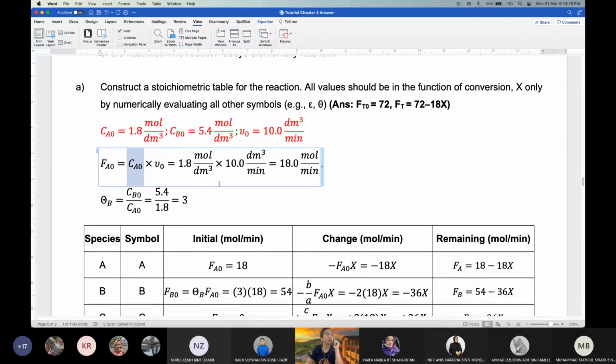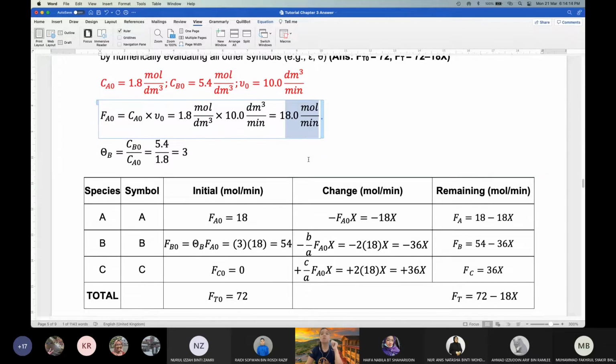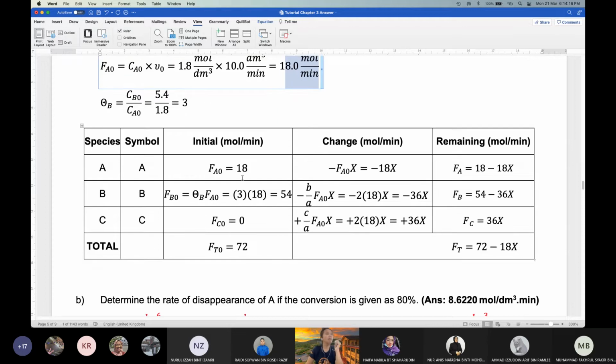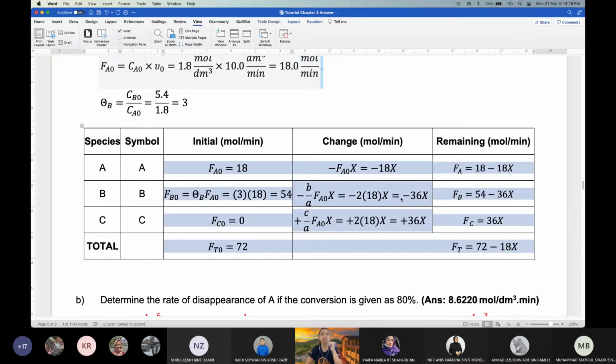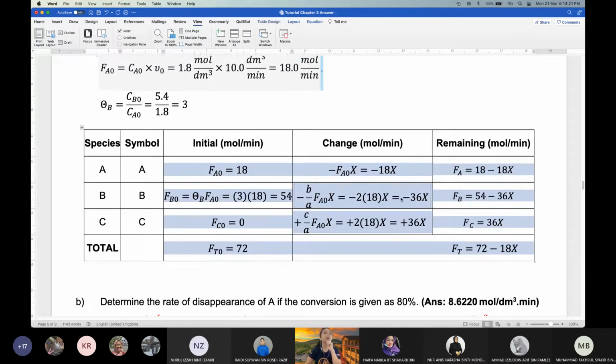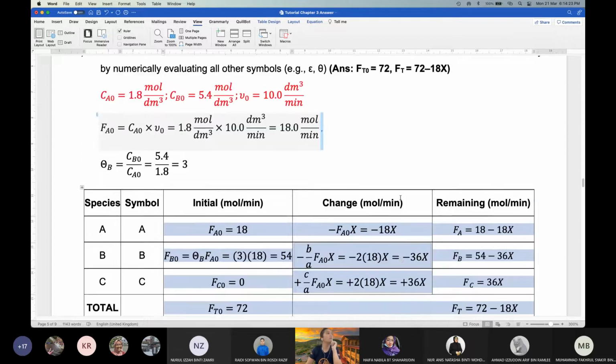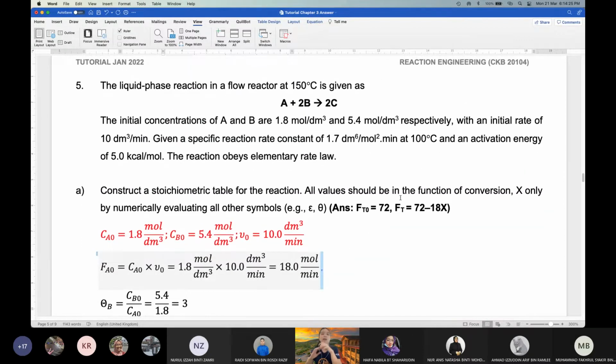So you get your FA0 as 18 mole per minute. Now that you have obtained the mole FA0, then you can start doing the table. Okay, then you have to check dalam table ni ada berapa row dia. Okay, so first of all, dalam tindak balas ni, we only have 3 compounds in the reaction.